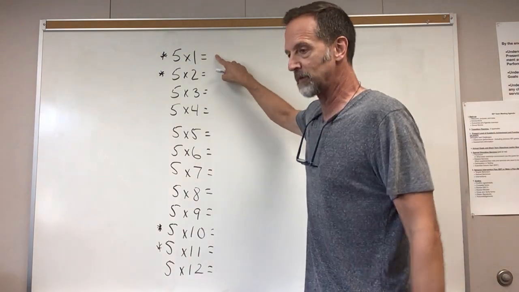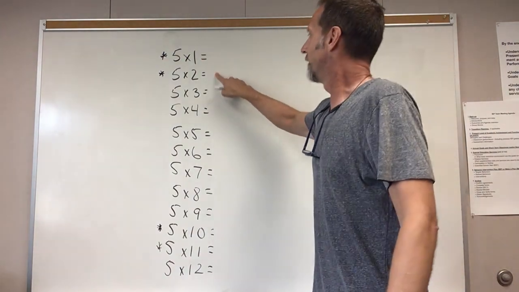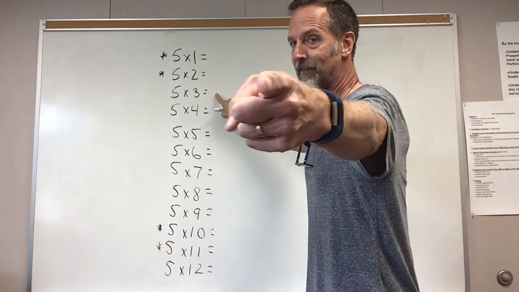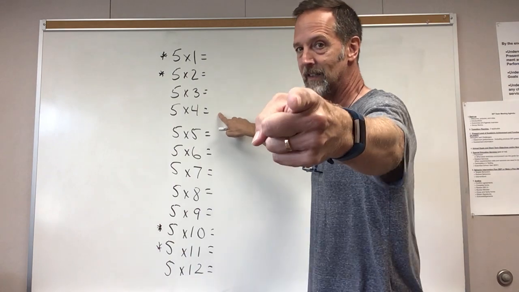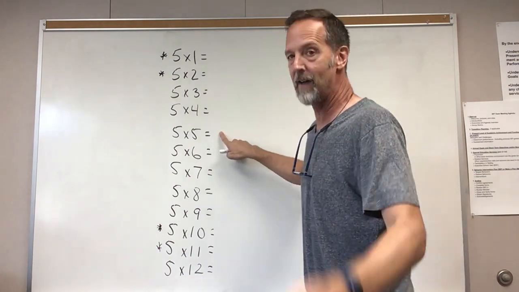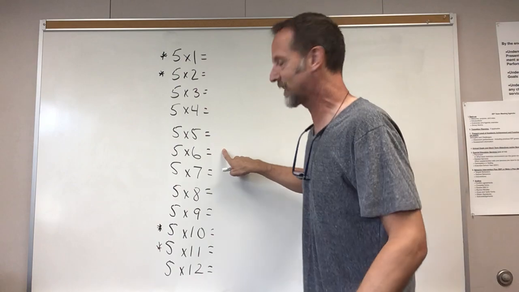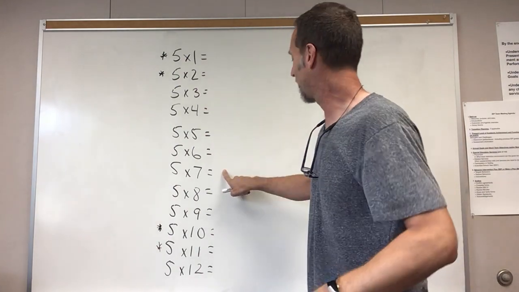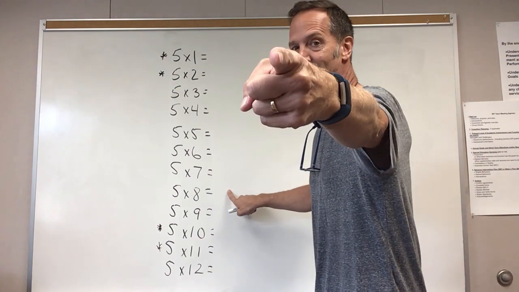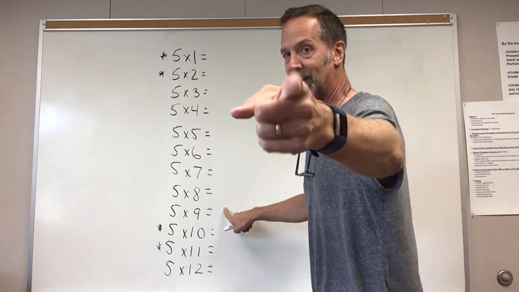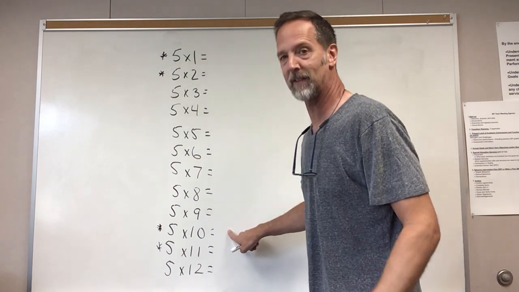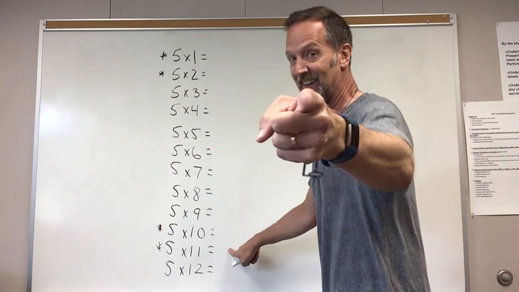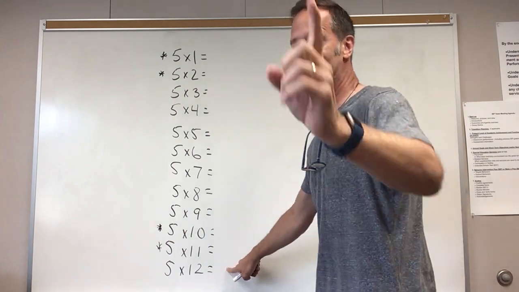Ready? 5 times 1 is 5. 5 times 2 is 10. 5 times 3 is 15. 5 times 4 is 20. 5 times 5 is 25. 5 times 6 is 30. 5 times 7 is 35. 5 times 8 is 40. 5 times 9 is 45. 5 times 10 is 50. 5 times 11 is 55. 5 times 12 is 60.